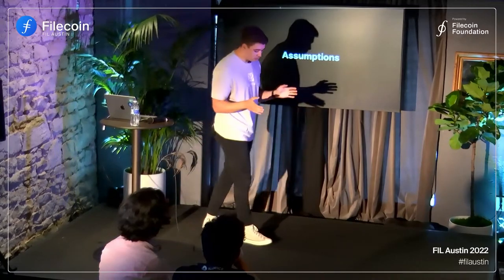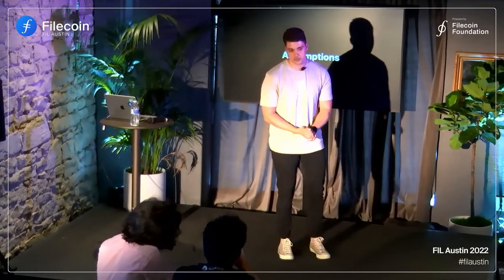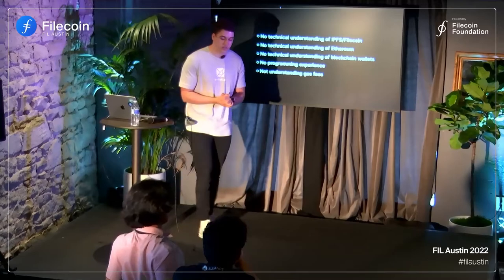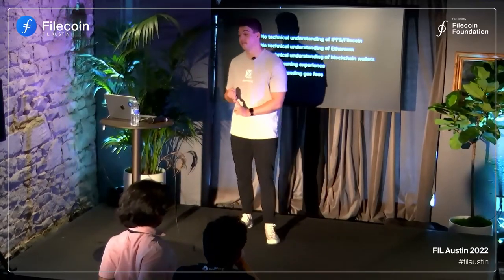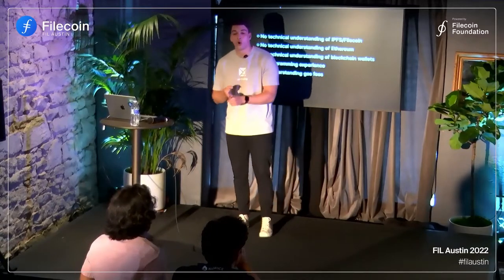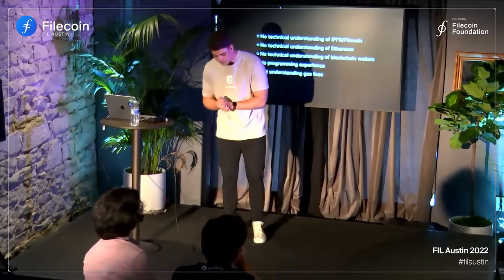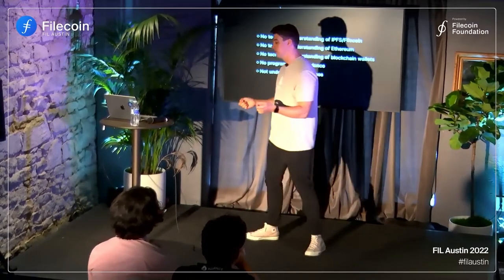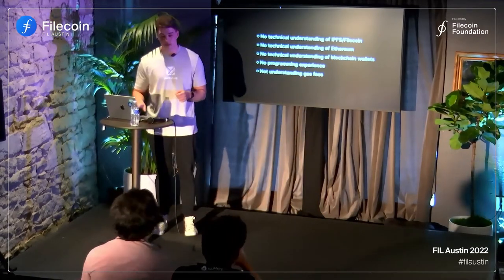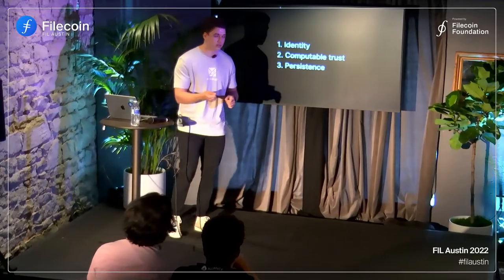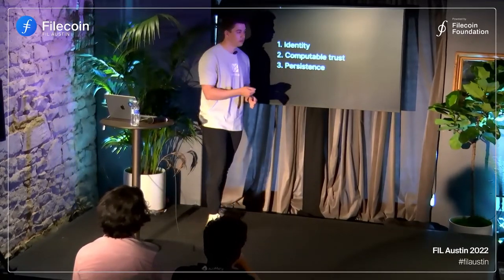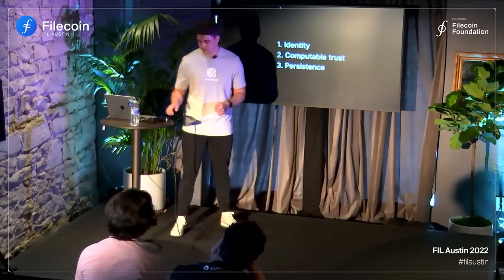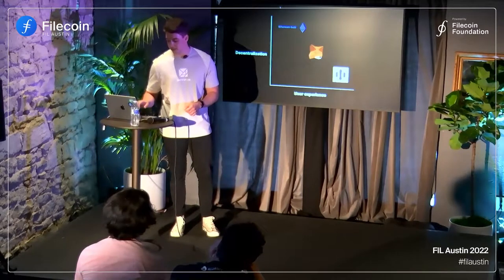To do that, we have to get rid of some assumptions. We cannot assume anything of the user. So the user does not have a technical understanding of IPFS, Ethereum, blockchain wallets, or even programming experience. The user does not understand the concept of gas fees or is simply not willing to pay for it. With that in mind, we focused and researched these three topics: identity, computable trust, and persistence. Today we will share with you our findings on these topics. So let's start off with identity.